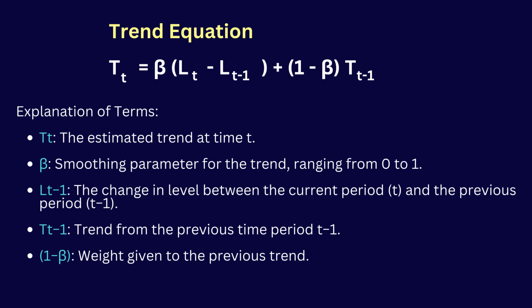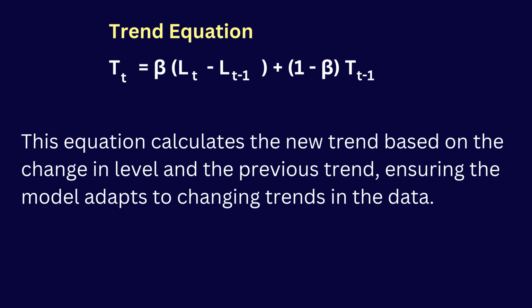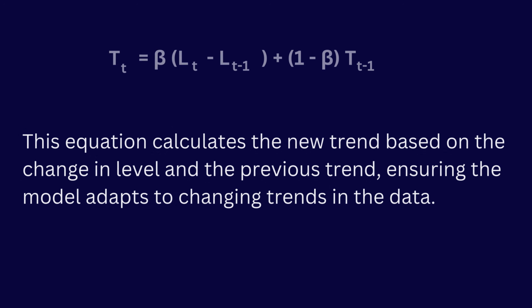L_t - L_{t-1} is the change in level between the current period t and the previous period t-1. T_{t-1} is the trend from the previous time period t-1. 1 minus beta is the weight given to the previous trend. This equation calculates the new trend based on the change in level and the previous trend, ensuring the model adapts to changing trend in the data.